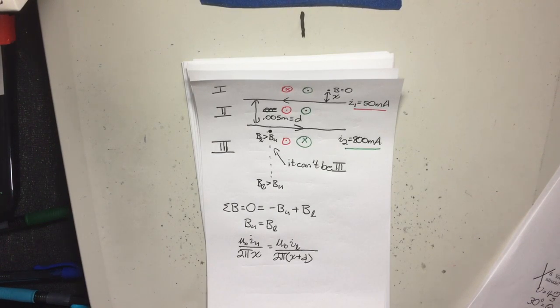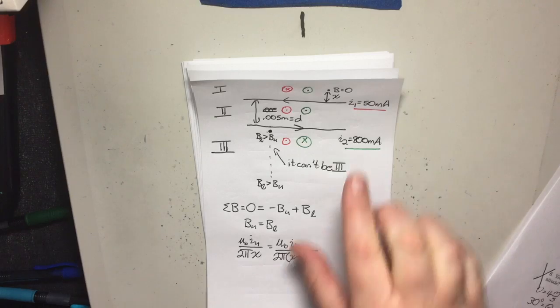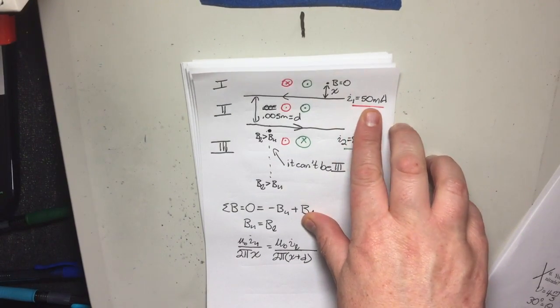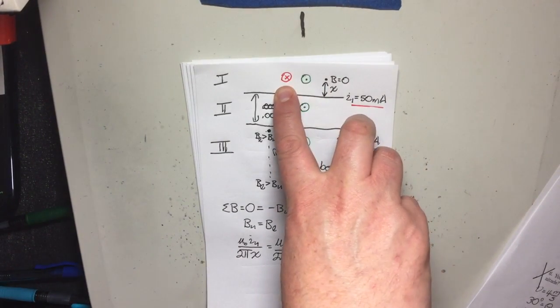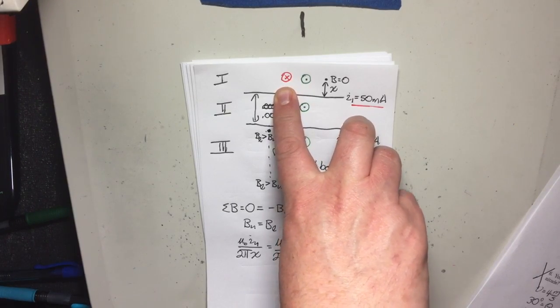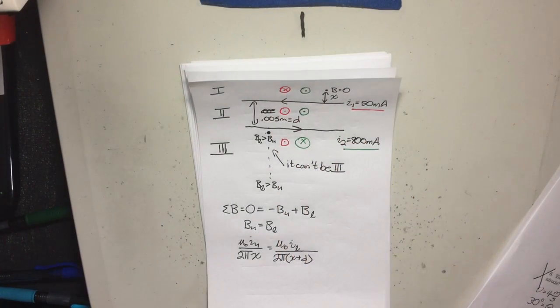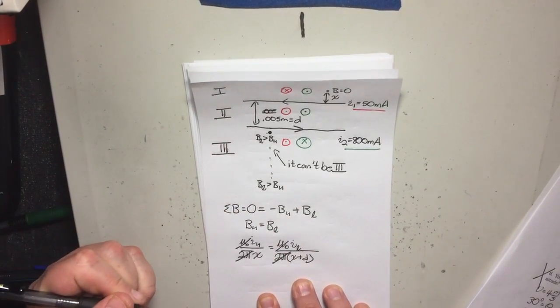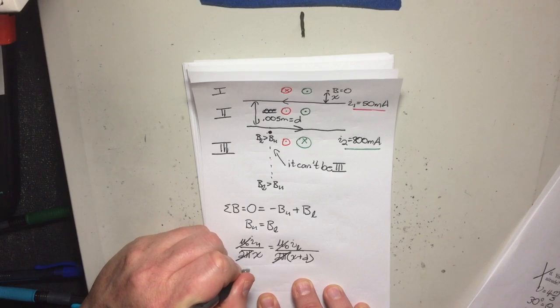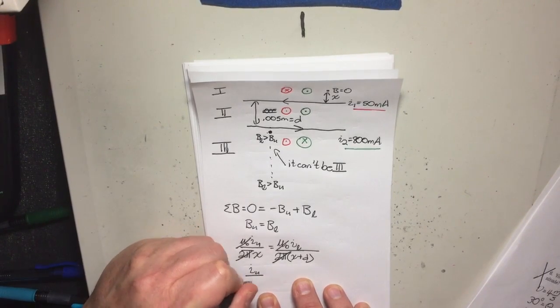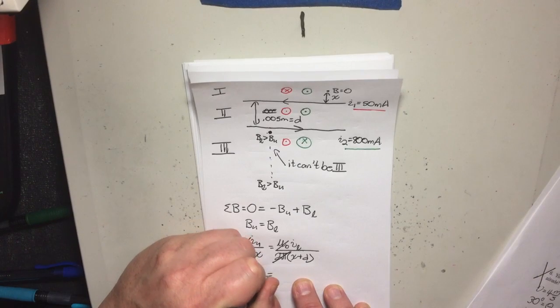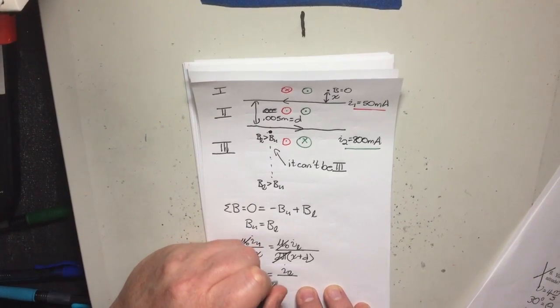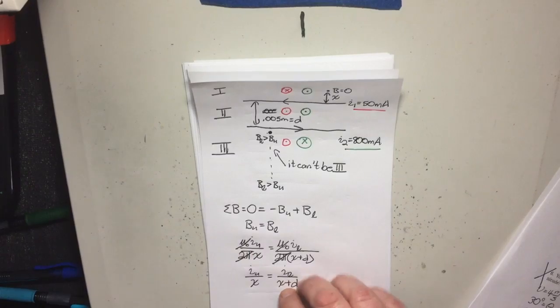Can you explain why in some of the beats, negative B upper and positive B lower? The B field for the upper in this region is into the page, so therefore negative. The mu naughts and 2 pi's cancel. So I'm left with I upper over x equals I lower over x plus d.